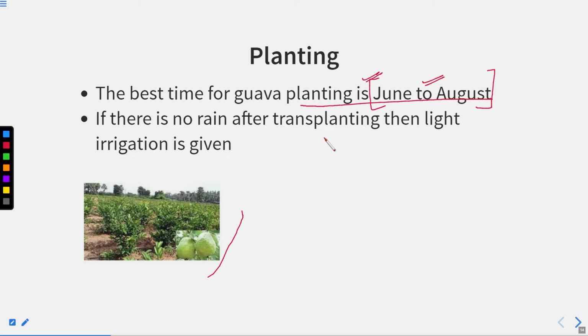If there is no rain after the transplanting, then light irrigation is given. So we must have some sort of preparation for giving the irrigation to the planting crop. And if the rain is not there, so you must have an irrigation method for the planting of the guava.